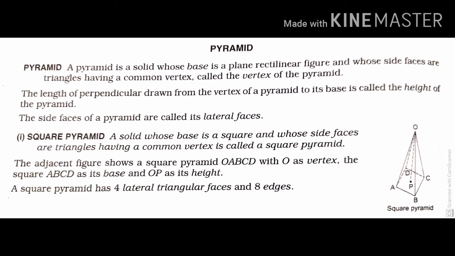I have already told the meaning. Lateral means side. So what is a square pyramid? A solid whose base is a square and whose side faces are triangles having a common vertex is called a square pyramid. The adjacent figure shows a square pyramid OABCD with O as a vertex, the square ABCD as its base and OP as its height. This square pyramid has 4 lateral triangular faces and 8 edges. Okay. Do learn the number of edges and vertices in a shape. It is very important for fill in the blanks and true false questions, right?